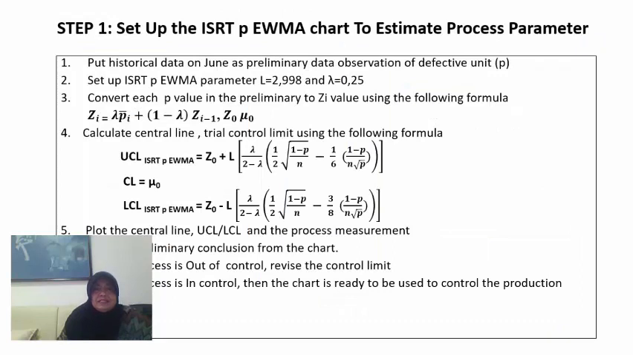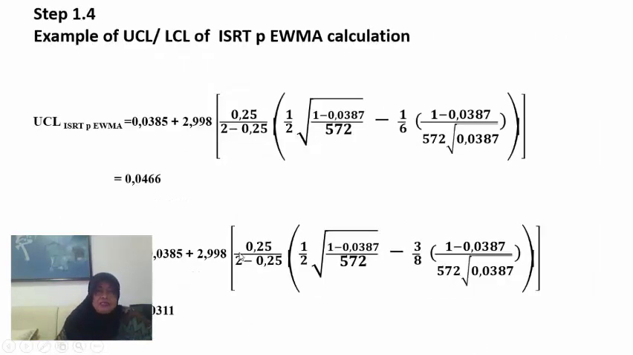This slide explains the detailed chart of step 1, especially the formula to convert its value to Z and to calculate the control limit. An example of the upper control limit and lower control limit of the proposed chart is explained in this slide.